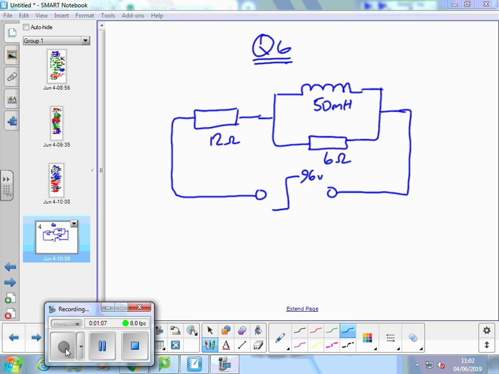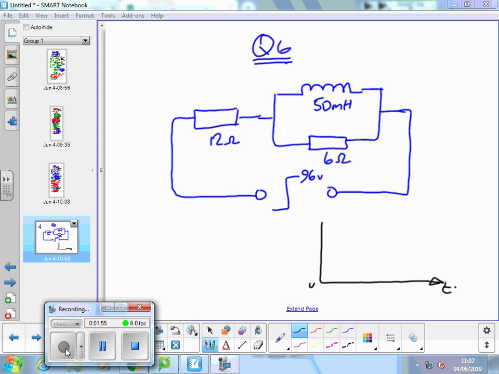How do we think this one might behave over time? Think about applying the 96 volts. Is it going to start at 0?